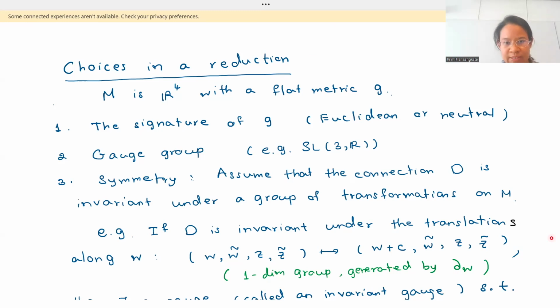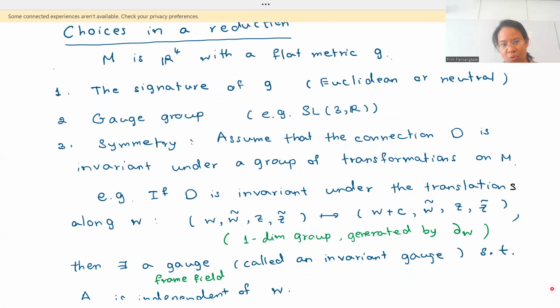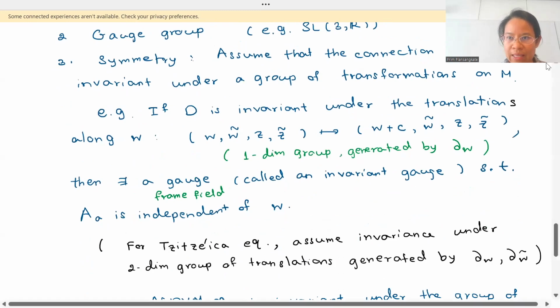For example, if we say that the connection D is invariant under translations along the W coordinates in our setting. Translations are these transformations where we translate along the W coordinate by C, which is any real number. So this forms a one-dimensional group, generated by this coordinate vector field. It can be shown that if D is invariant under this translation, there is a choice of frame field, which we call the invariant gauge, such that the components of the connection one-form are independent of W.